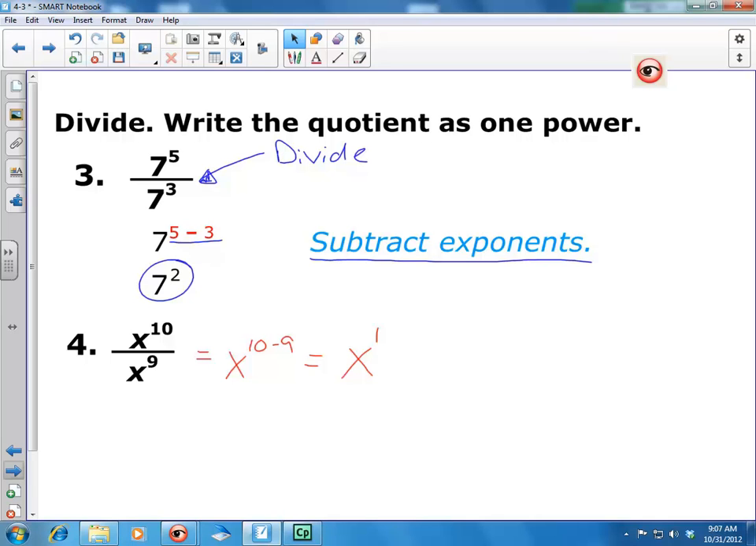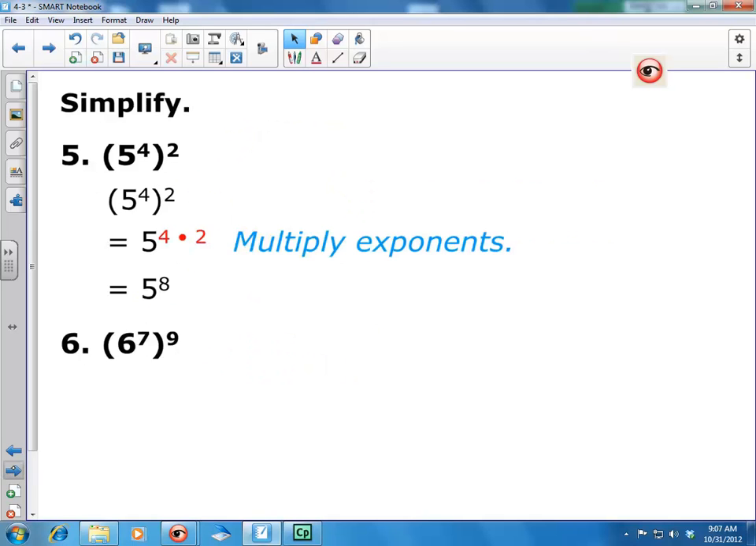Questions on our division? Again, it's not that difficult. Well, no, we still have one more we need to talk about. Okay, let's take a look at our next one. The next one is talking about a base raised to a power raised to a power. Blow your mind. Look, since we have this 5 to the 4th power in parentheses, we're taking that 5 to the 4th power, and then we're raising that to the 2nd power.